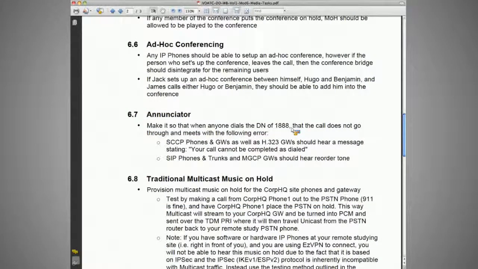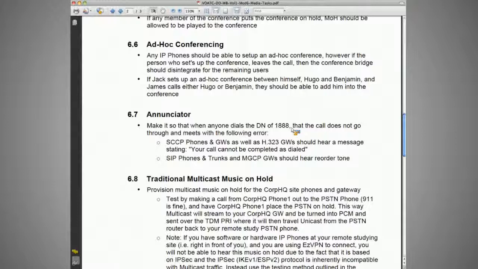Let's take a look at Annunciator 6.7. We're told to make it so that when anyone dials the DN of 1888, the call does not go through and meets with the following error. In fact, I'm just going to enhance this: if anyone dials any unknown DN in the system, from the PSTN or local on net, any unknown DN to any of the sites, then they should meet with the following error.